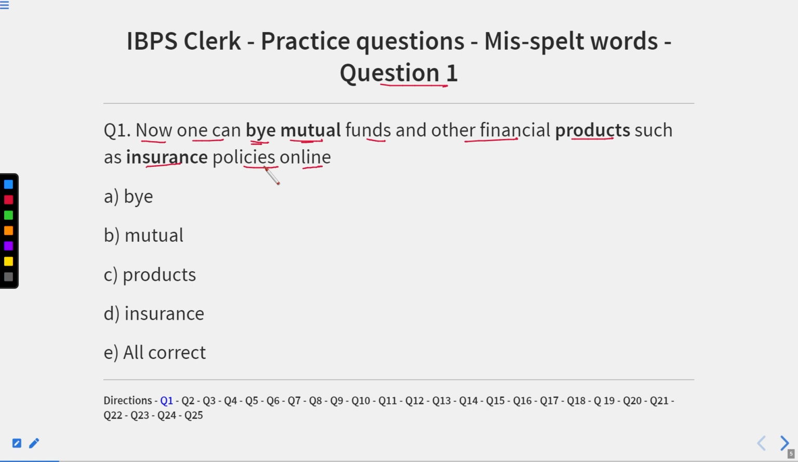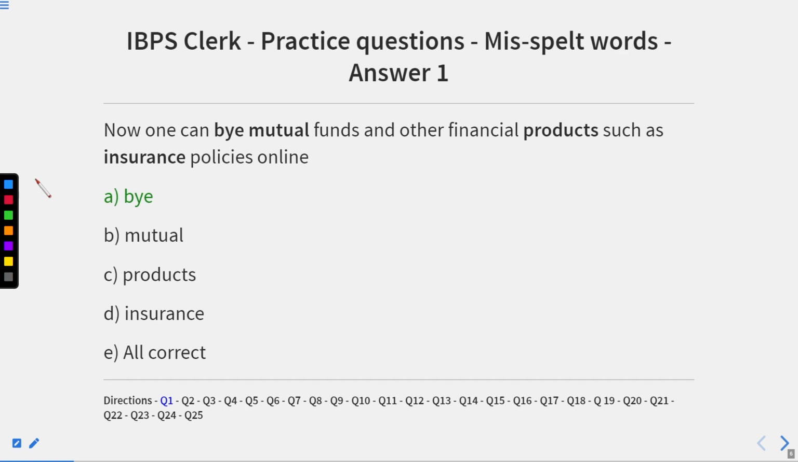Now, what is the mistake in this? Now, if we see the context of the sentence carefully, we are talking about buying mutual funds. It means purchasing mutual funds. And the synonym of purchase is buy, but that spelling is BUY, not BYE. And here, according to the context of the sentence, this buy or the synonym of purchase is correct, not this bye. We are not bidding goodbye to the mutual funds. In fact, we want to buy them, we want to purchase them. Therefore, the correct spelling of this word is BUY, not BYE.